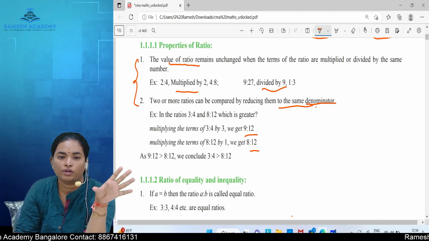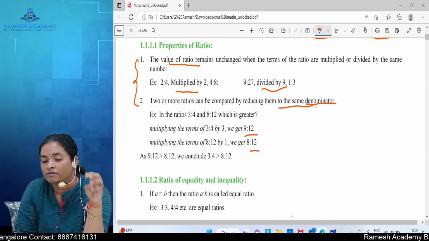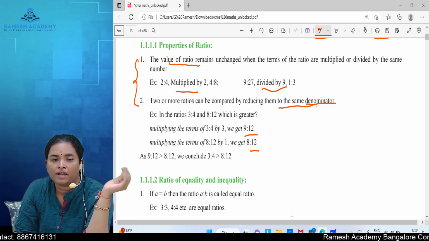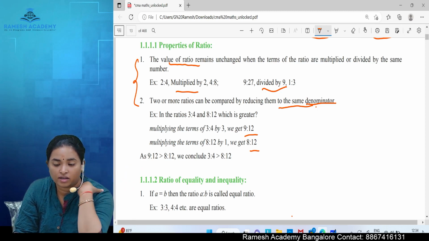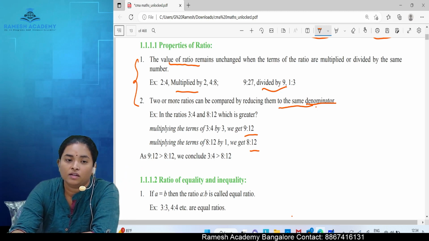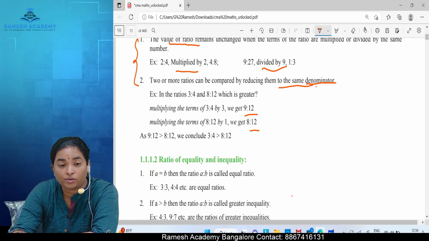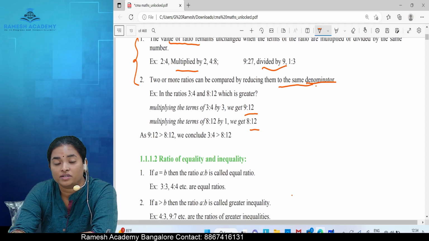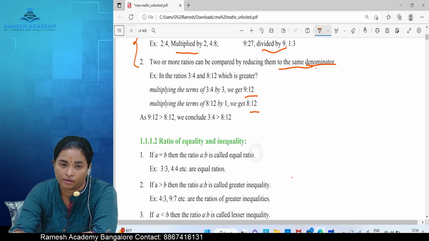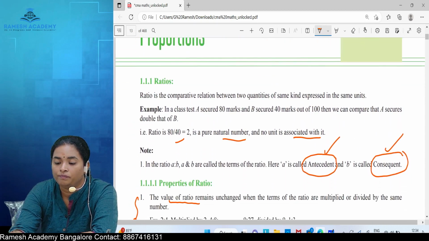So finally, what did you understand from the properties? We found that when you multiply or divide with anything, still the ratio remains the same. Everywhere the ratio remains the same. Then if two or more ratios are to be compared, you have to multiply to make the denominator common, and then you can compare. Okay, this is what we covered now.